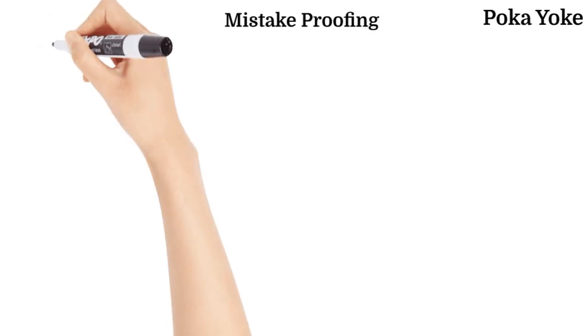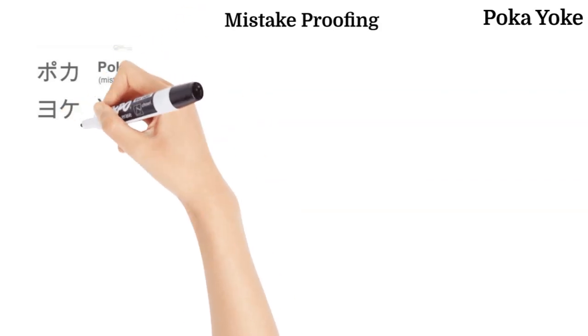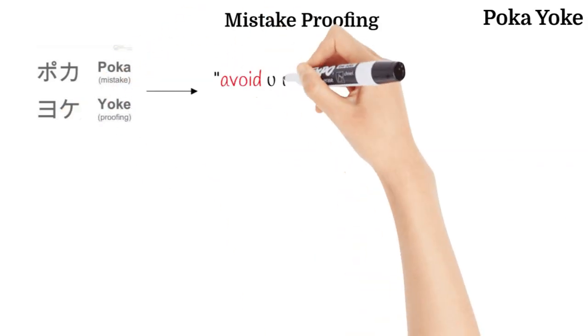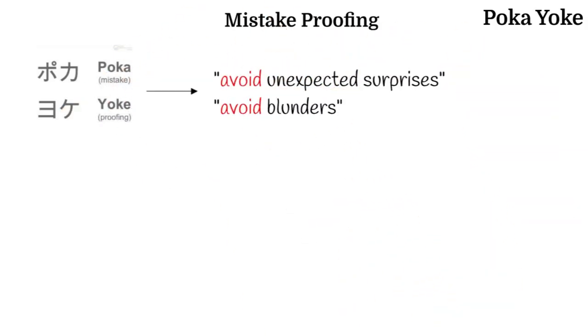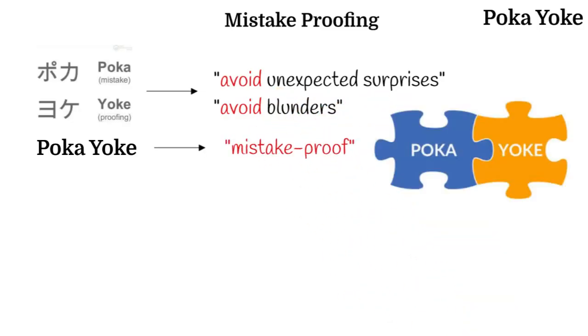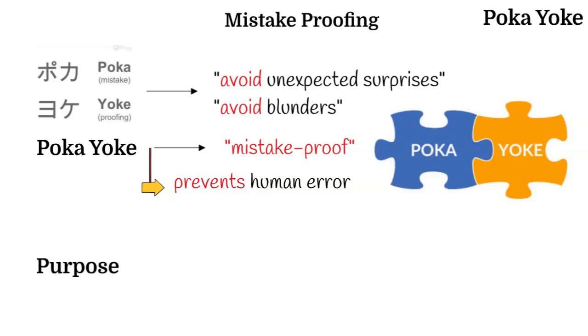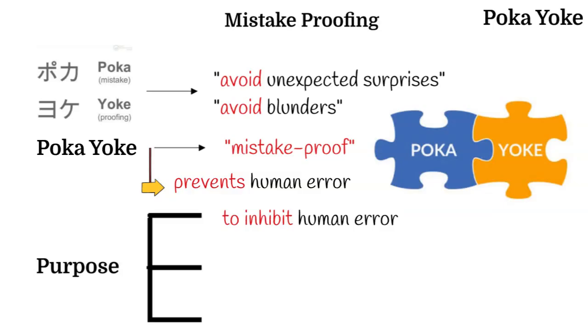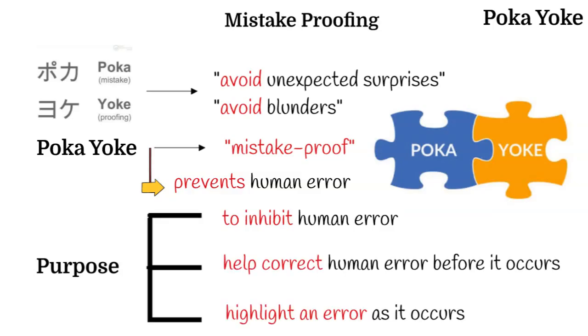Now, we shall discuss the Poka Yoke concepts. Poka Yoke roughly means avoid unexpected surprises or avoid blunders in Japanese. In English, a Poka Yoke is sometimes referred to as mistake-proof or foolproof. A Poka Yoke is a mechanism that is put in place to prevent human error. The purpose of a Poka Yoke is to inhibit, correct or highlight an error as it occurs.